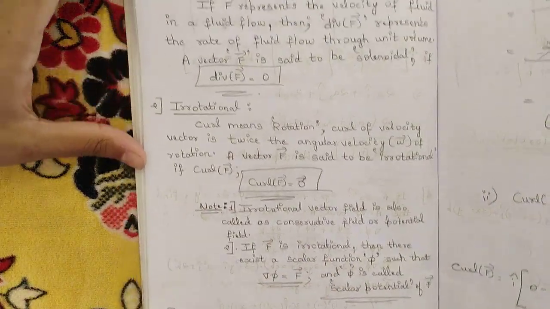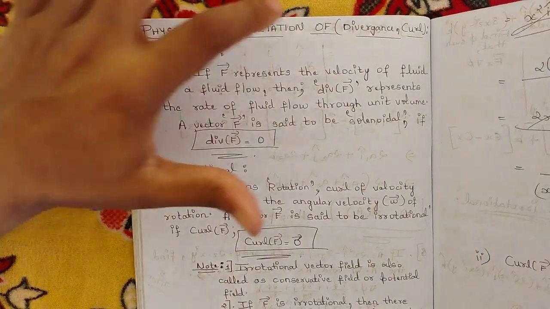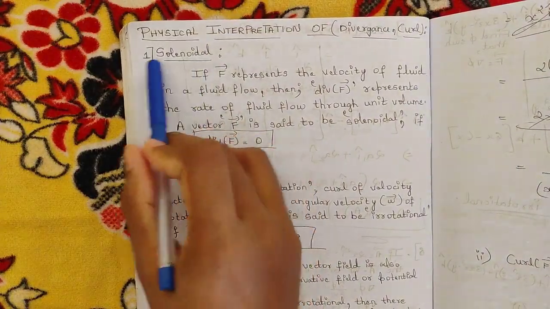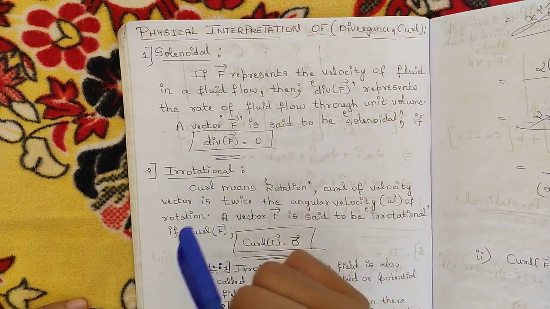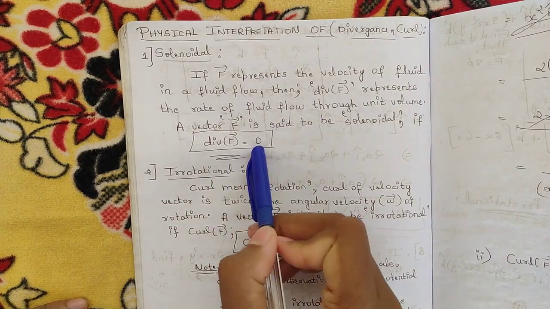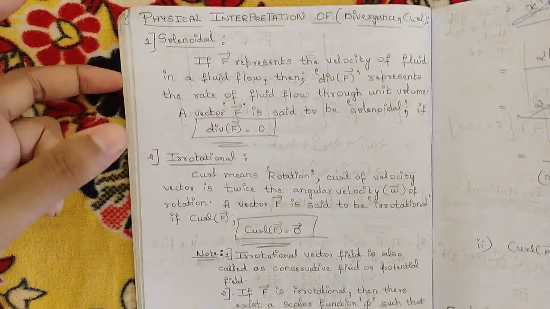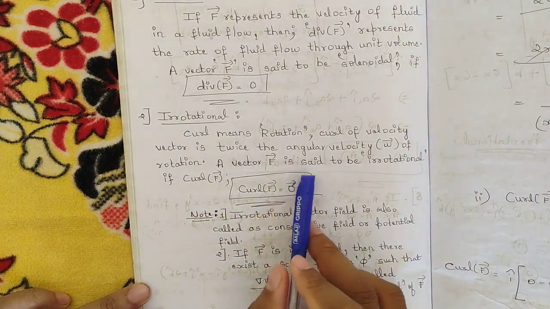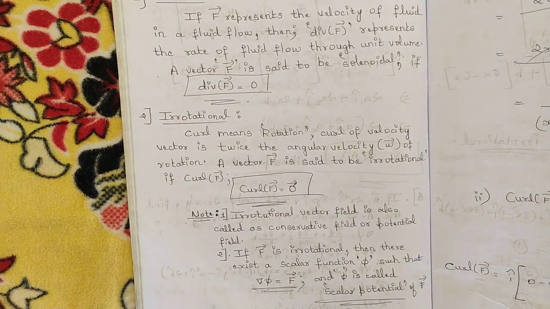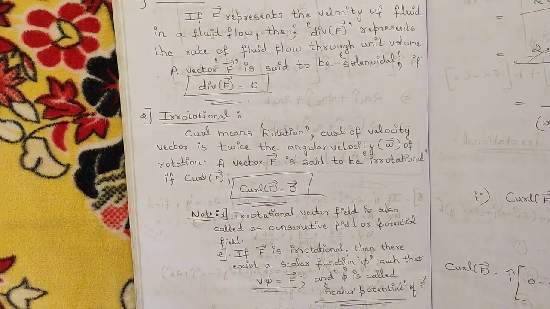So these were the things required for the physical interpretation of divergence and curl with respect to solenoidal and irrotational conditions. Again, I'll summarize. If an f vector is given and you take its divergence and the resultant is 0, then the condition is solenoidal. Similarly, if you take the curl of the f vector and the resultant is the 0 vector, then the condition is irrotational in nature. Related to this, let us solve a few problems and conclude this topic.